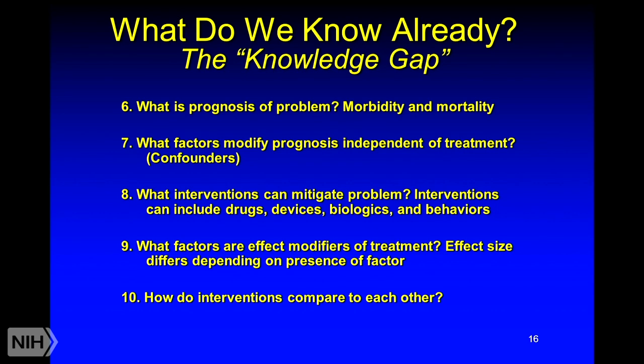And then finally, there are the two questions that are, when there are effective treatments already available, there are still questions to answer about how you use them properly, how they compare to each other, and do certain interventions work better in some people than others? So that's the issue of effect modification. So for instance, we know that beta blockers do not work as well to control blood pressure in African Americans as they do in Caucasians.